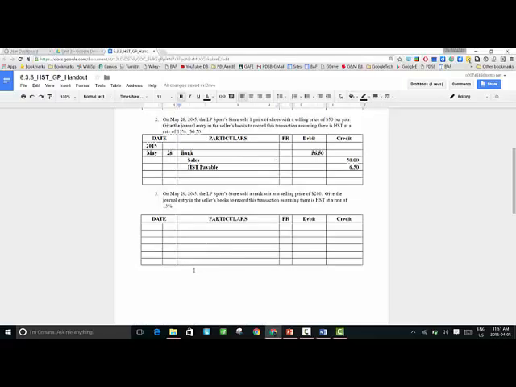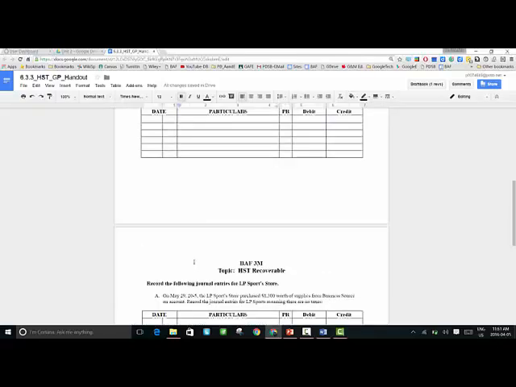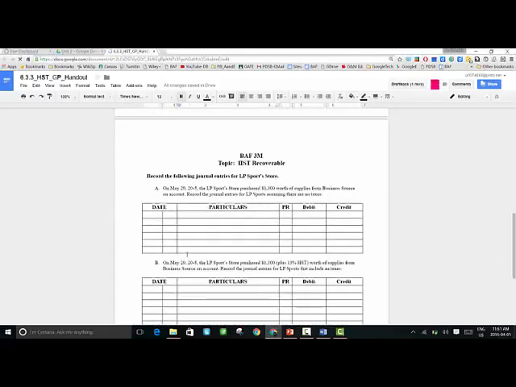So now I'm going to move on to doing the HST recoverable examples. We're going to do the same basic process where we start with a simple transaction without taxes and then introduce how the taxes change the transaction. So in this case, again, 2015 is May, and this is on the 29th.